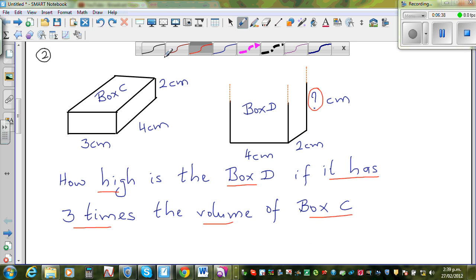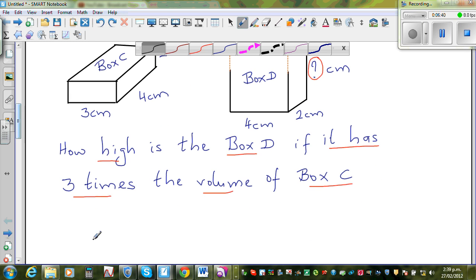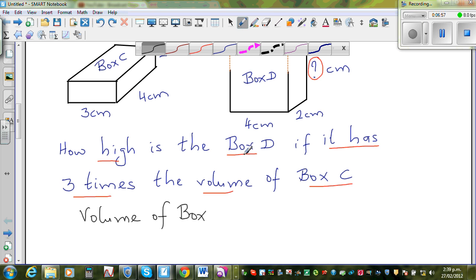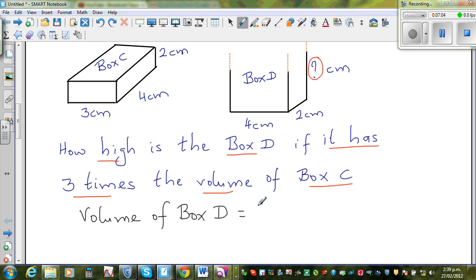So when you want to find the volume of box C, let us write the volume of box C. So this is what is given. Volume of box D, if it has 3 times the volume of box C. So box D has a volume 3 times the volume of box C. This is what is given.